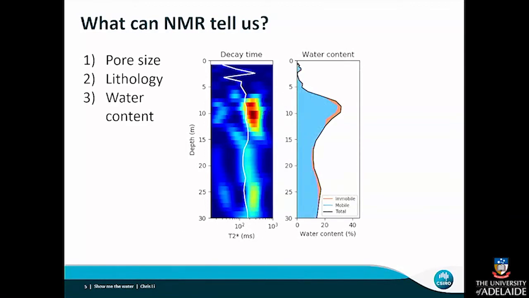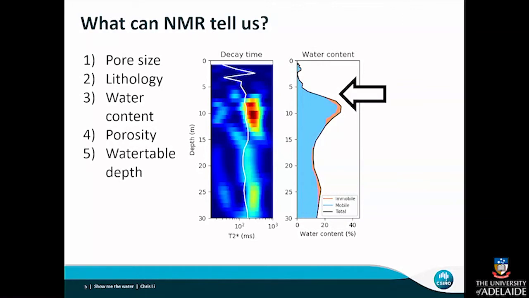The second plot shows us the water content. And the petroleum industry people have developed methods to further classify this into water that can move freely, the blue in the plot, and water that is trapped in very small isolated pores, the orange. And in the saturated zone where all the pores are fully saturated with water, this plot can also tell us about porosity. And obviously, this plot can also help us to estimate the depth to water table.